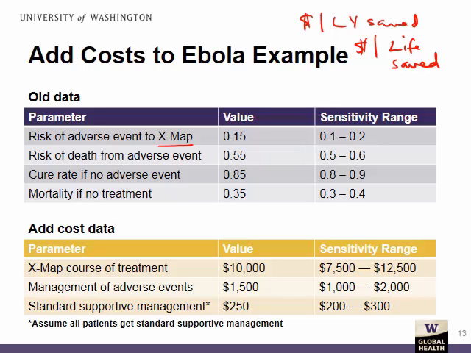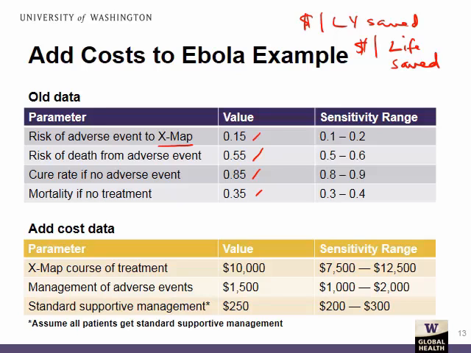So we have our old data. We had the risk of an adverse event at 0.15 and the risk of death from an adverse event at 55%, and the cure rate with no adverse events at 85%, and then baseline mortality without treatment at 35%. So we had this data in the previous part. So let's add some cost data.